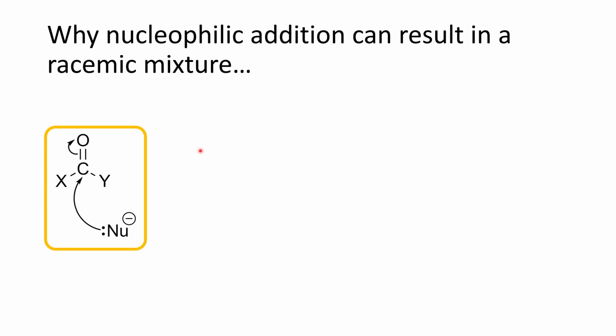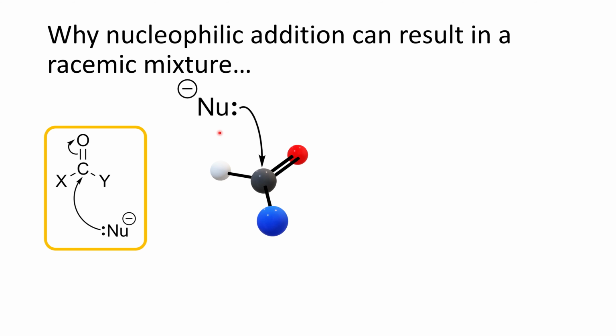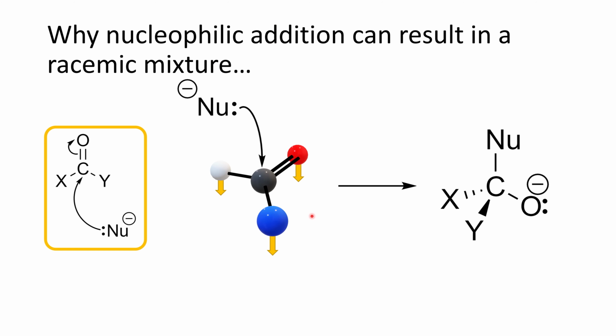Let's explore how the planar carbonyl group results in a racemic mixture. If we imagine the planar carbonyl group as a 3D diagram, as I've shown here, we know it's going to be attacked by our nucleophile. But because it's flat or planar, there's only really 2 ways that our nucleophile could attack. It could attack from above. If it does so, then it would have the effect of forcing these 3 groups down. That would result in an intermediate alkoxide, which looks a little bit like this.